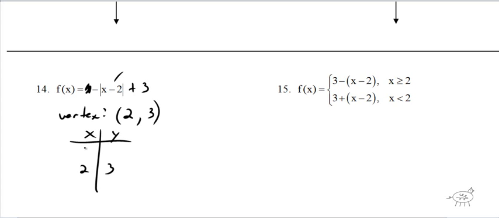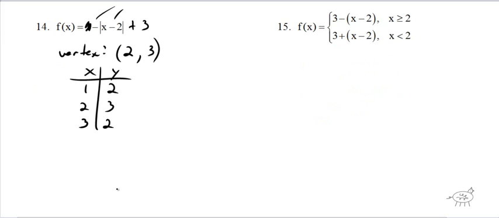So then if I do a quick t-chart, I put 2, 3 in the middle, and again, remember you pick 1 on either side. 1 and 3, and then, plugging that in, I get 1 minus 2 is -1, absolute value is 1. This becomes -1. -1 plus 3 is 2. And this should give you the exact same thing, and it does if I put a 3 in there.